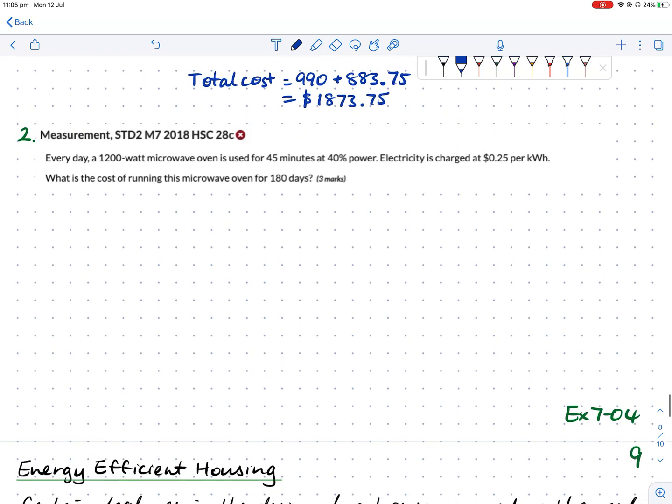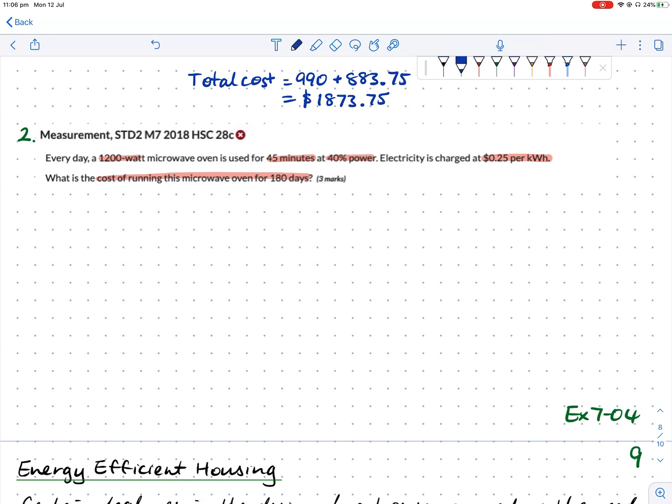Let's have a look at the next one. Every day, a 1200 watt microwave is used for 45 minutes at 40% power. Electricity is charged at 25 cents per kilowatt hour. What is the cost of running this microwave for 180 days? There's quite a few things here, and this bit is probably going to throw a lot of people. It's a 1200 watt microwave used at 40% power for 45 minutes every day.